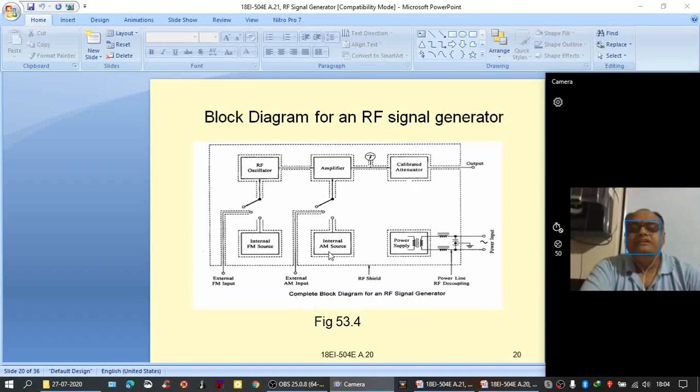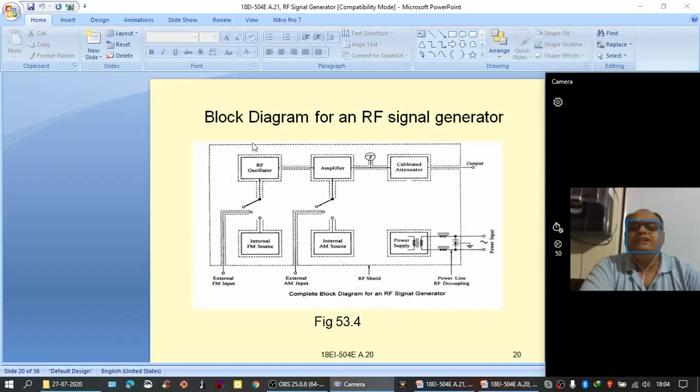And not only internal, external inputs also can be given. There is a provision using a switch. We can select either the external FM input or the internal FM source. Similarly, using another switch, we can go for the external AM input or the internal AM source.